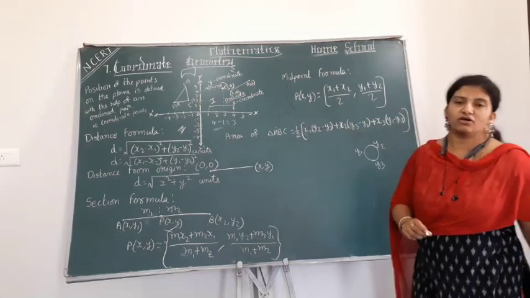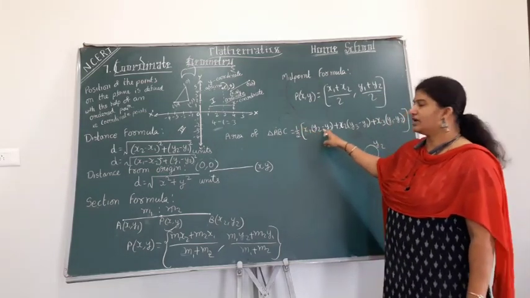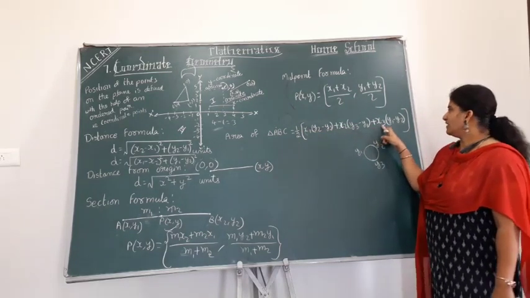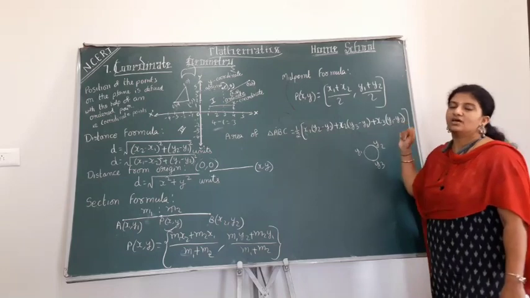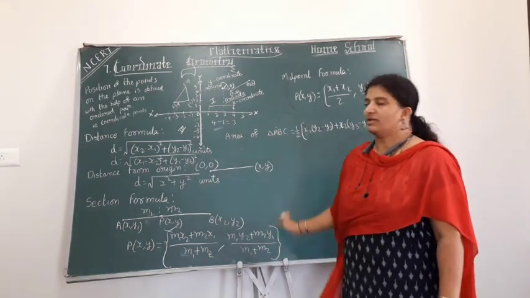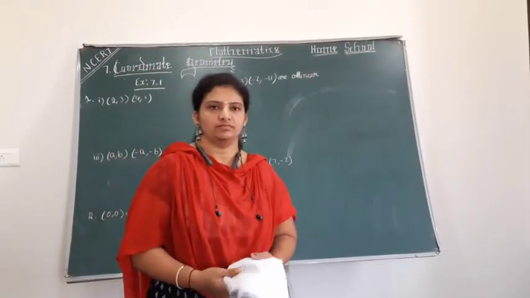This is your area of the triangle formula. I repeat, half of x1 into y2 minus y3 plus x2 into y3 minus y1 plus x3 into y1 minus y2. This is your area of triangle ABC. These are all the main introduction. We are going to start the exercise now.